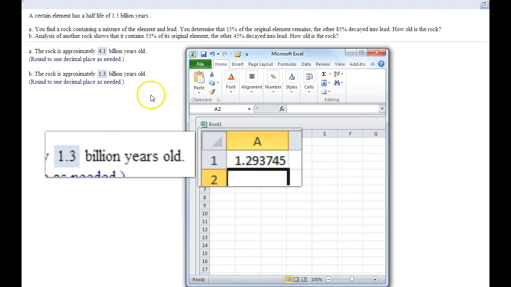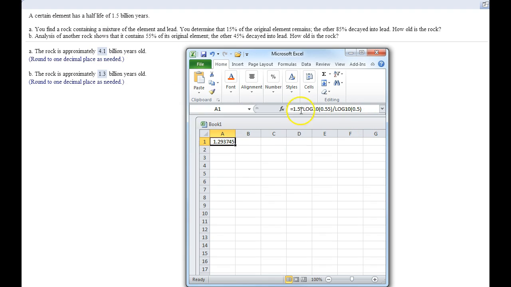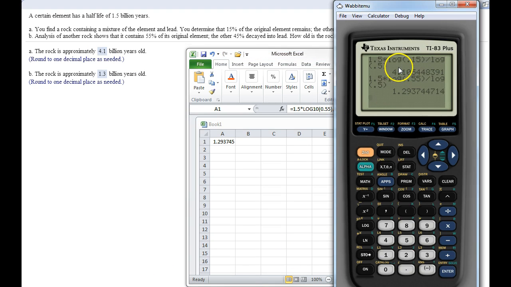So you can use Excel, the log10 version, or you can use a calculator, just as long as you put it in there correctly and you have a scientific calculator. Either one will work.